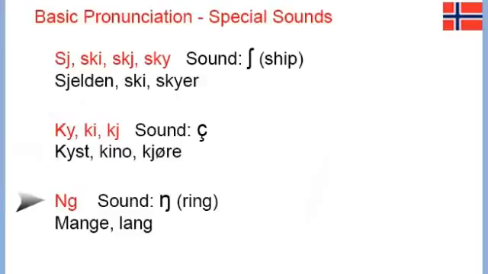The third combination often sometimes causes problems. It's good to remember, but of course it's not so wrong if you speak it wrongly. But the G is very weak. It's like in ring. It's the NG combination, ring. In Norwegian, the words are mange or lang. Notice how the G is not pronounced strongly: mange, lang.